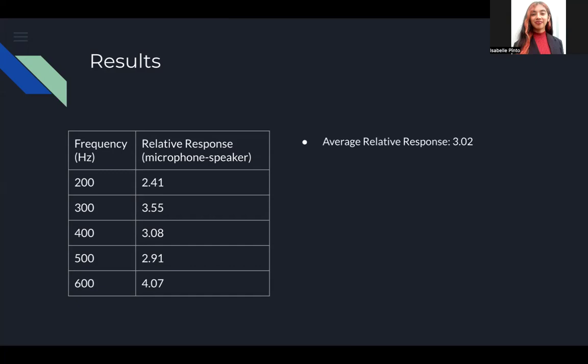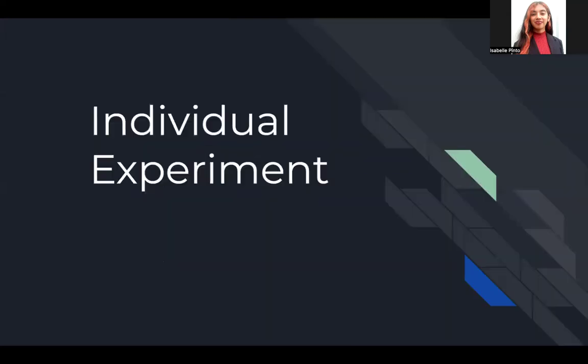We have an average relative response, which is the power of the microphone divided by the power with the speaker, of 3.02, a standard deviation of 0.633, and no specific relation between the frequency and the relative response.